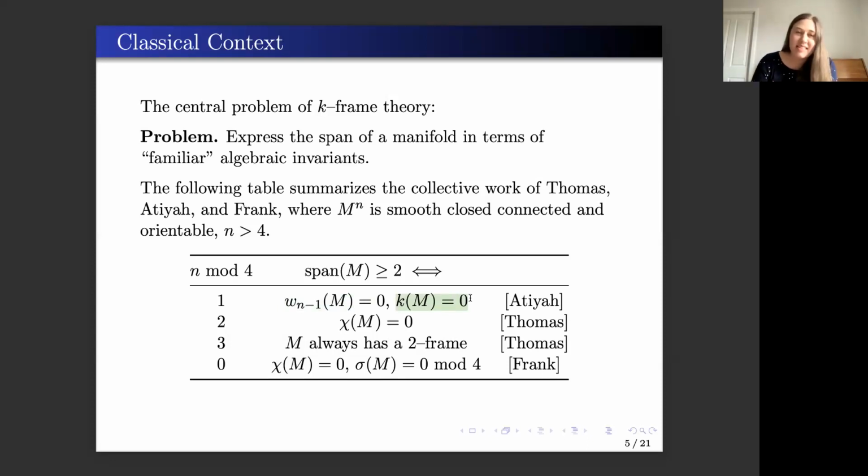I won't explain what this is, but the idea of a semi-characteristic is when you don't have an Euler characteristic to use for anything, because it's 0 in this case, a natural substitute is a semi-characteristic, where you take the alternating sum of the Betti numbers and add them up through the middle dimension. Then you take that sum mod 2. It doesn't really matter, but it's something that comes up a lot. And in the case that n is 3 mod 4, amazingly, M always has a 2-frame. This is a highly non-trivial result that appeared in an Annals paper by Thomas.